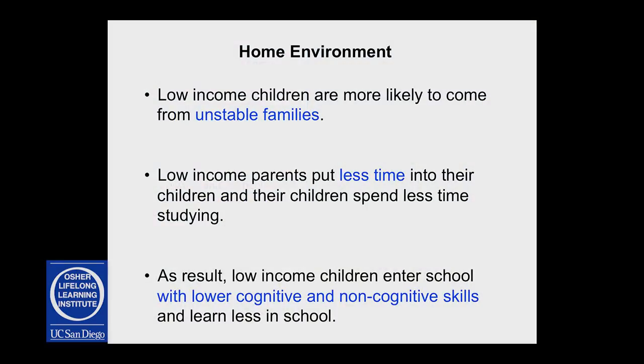There are lots of correlations that unstable family leads to lower educational achievement. Low-income parents put less time into their children, and their children spend less time studying. As a result, low-income children enter school with lower cognitive and non-cognitive skills and tend to learn less in school.